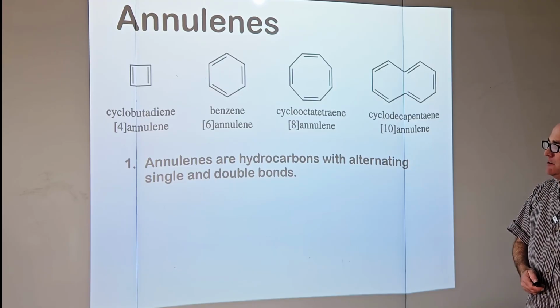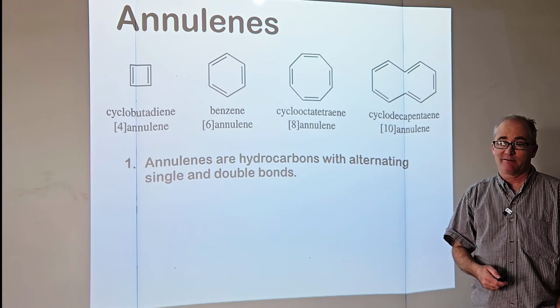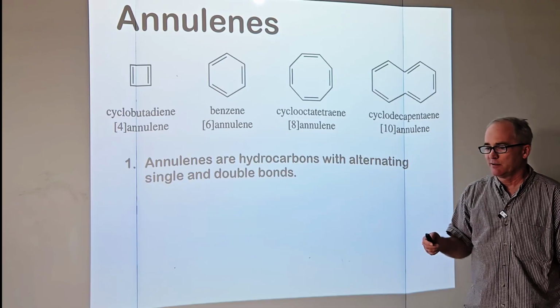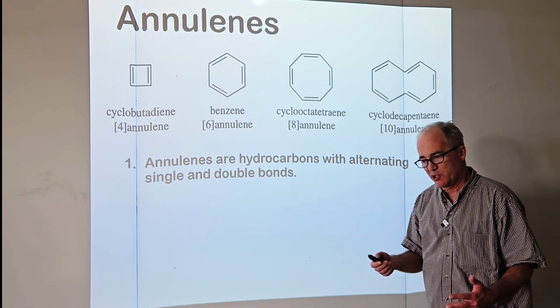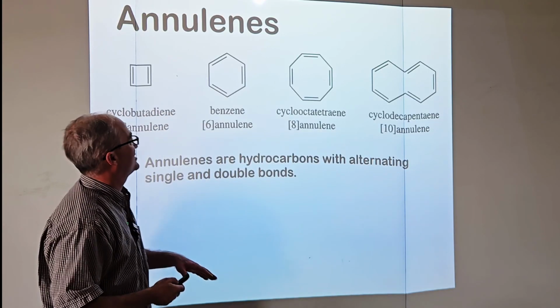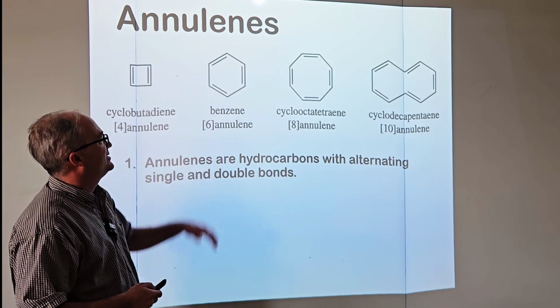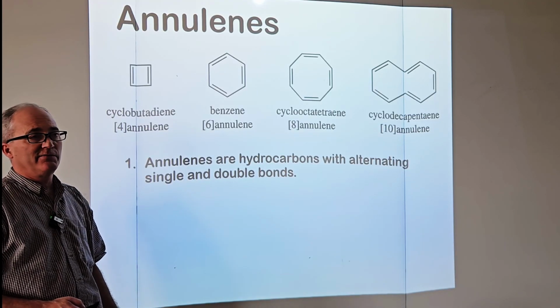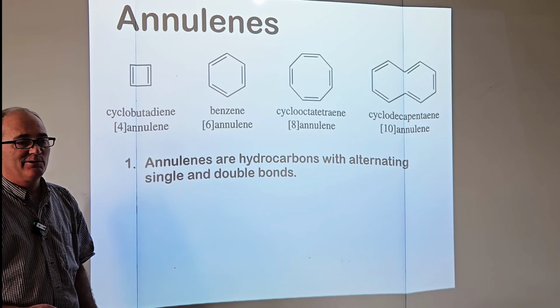But what is an annulene? They're hydrocarbons with alternating single and double bonds. And you should get excited about that and say they're all conjugated. And we saw in the last chapter that conjugation normally adds some stability, and we just went over how benzene is so stable. And that's one of the characteristics of something being aromatic.